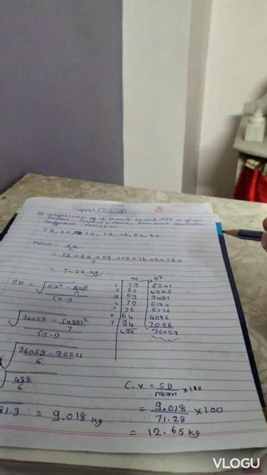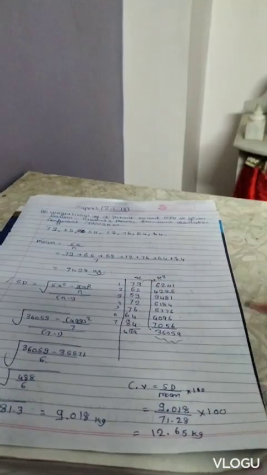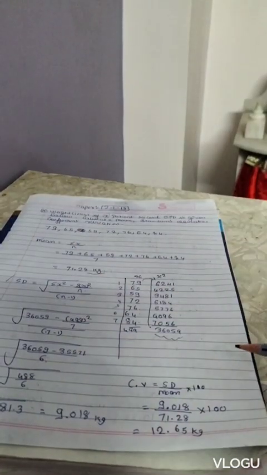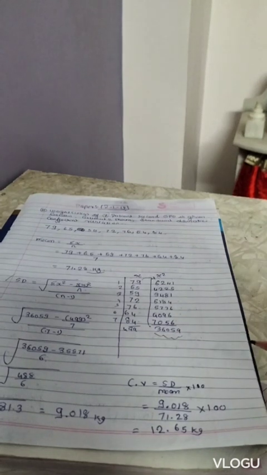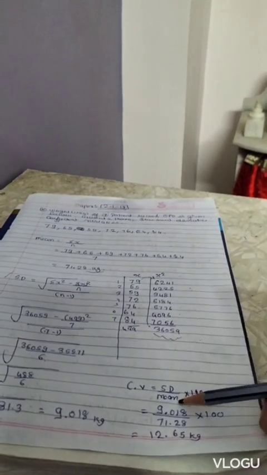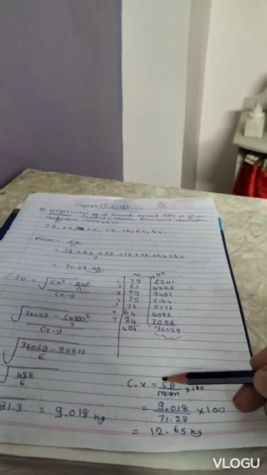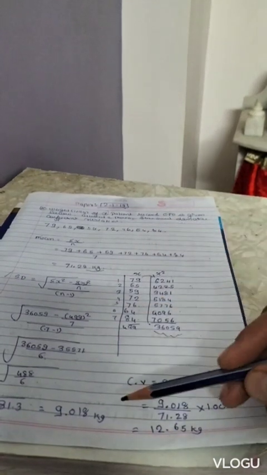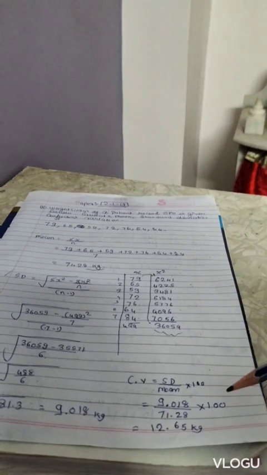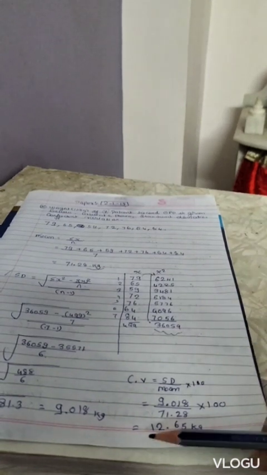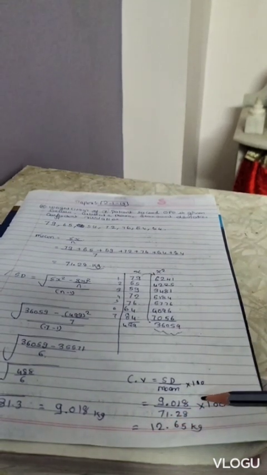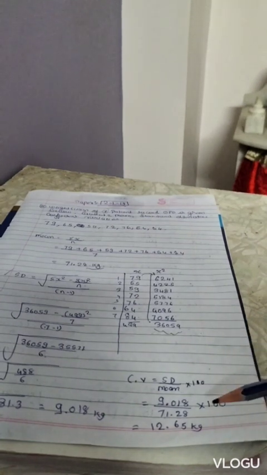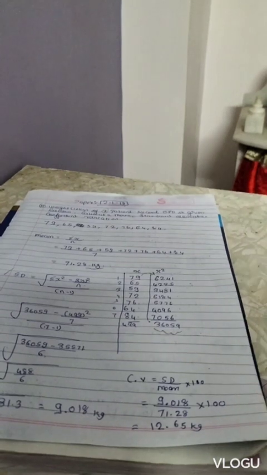The two things we have already found are the mean and the standard deviation. The third thing remaining is the coefficient of variation. The formula for the coefficient of variation is standard deviation divided by mean into 100. After finding the mean and the standard deviation, you just put them in the formula and you get your answer. So for a standard deviation of 9.018 and a mean of 71.28, into 100, you'll get your answer, which is 12.65. I hope you understand this sum.